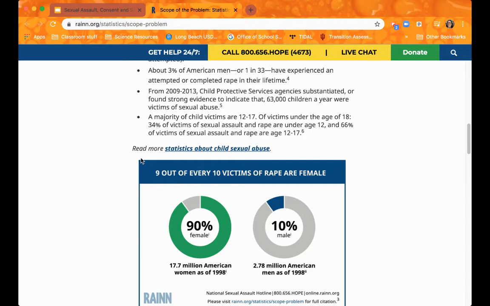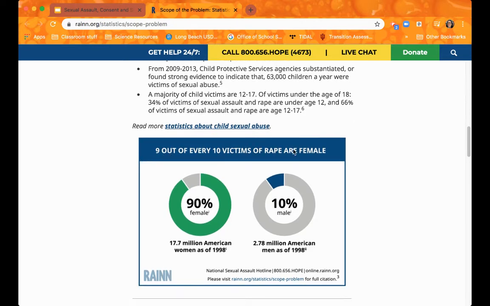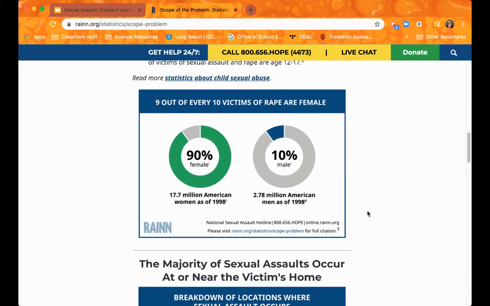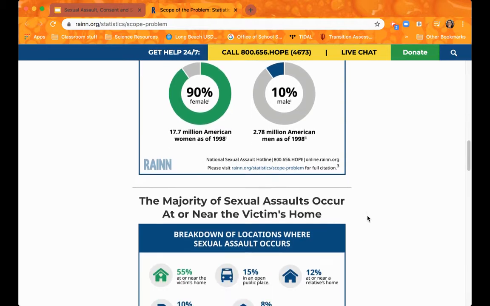Okay. So it says 9 out of every 10 victims are female. Look at your hands. So put down 9 fingers. It's that one man that has that statistic of being raped, but 9 out of 10. It happens to 9 out of 10. That's how many victims of rape are female. So it says 90% are female, while 10% are male. Much smaller group for men. And it's interesting. I want you to think, why do you think there's a smaller percentage of men than women this is happening to?